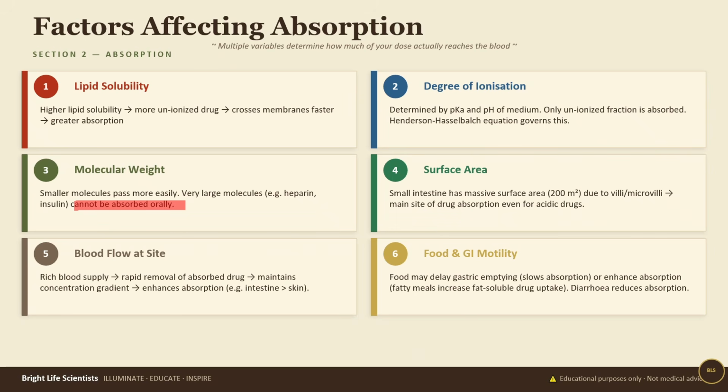Then we have surface area. The small intestine has a surface area of approximately 200 meters squared. Thanks to villi and microvilli, this is the primary site of absorption for most drugs. Then we also have blood flow at the site. Rich blood supply rapidly removes absorbed drugs, maintaining the concentration gradient and driving further absorption. For example, the intestine absorbs more drugs than the skin.